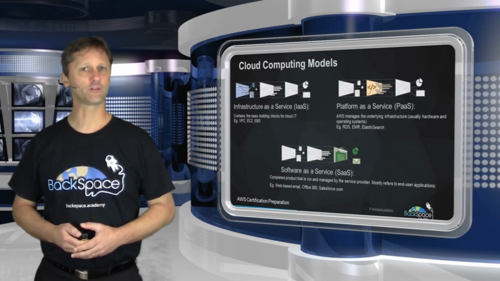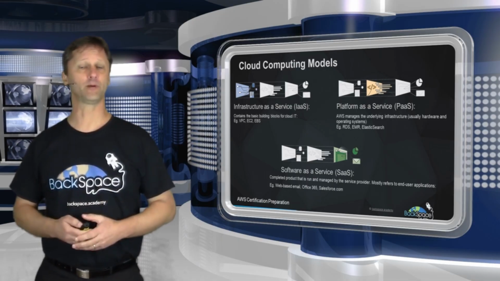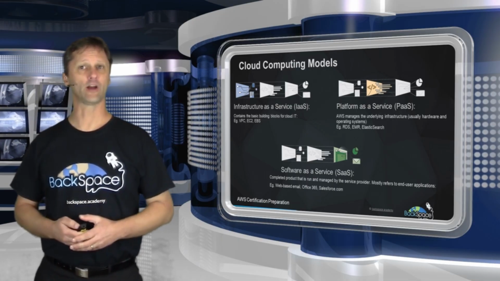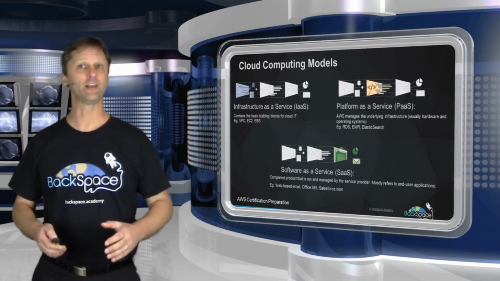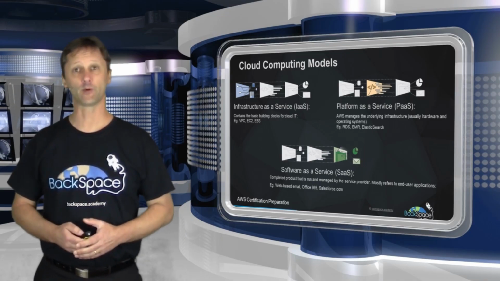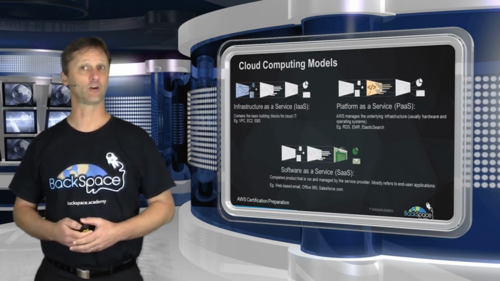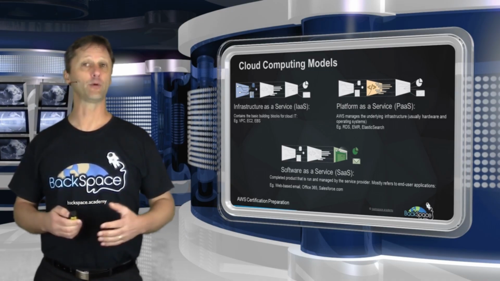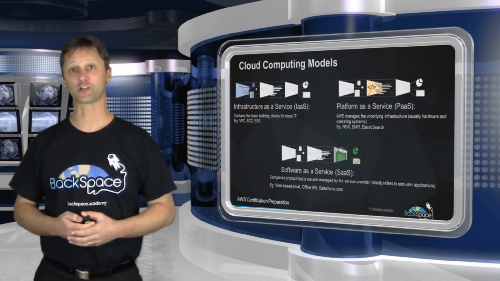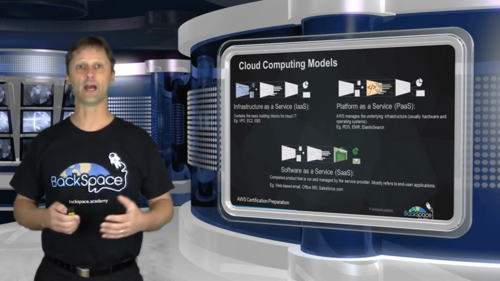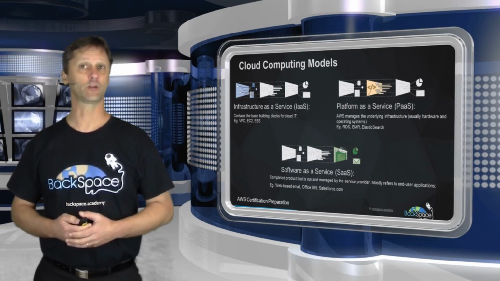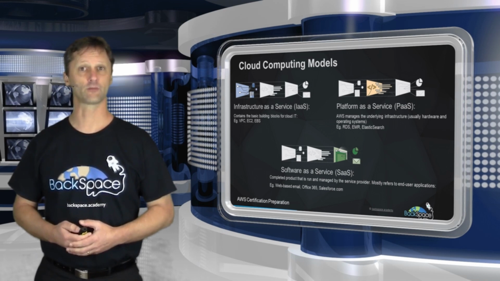Infrastructure as a service contains the basic building blocks for cloud IT. What that means is that it is nuts and bolts stuff. So if we want to launch a Linux server and we want to manage that Linux server ourselves, that is how we would do that as infrastructure as a service. And we would do that using the Elastic Compute Cloud or EC2 service.